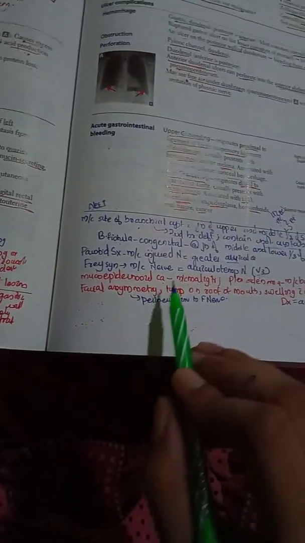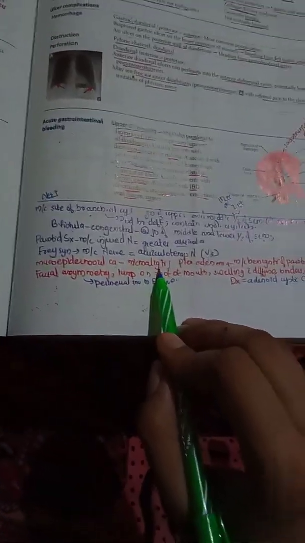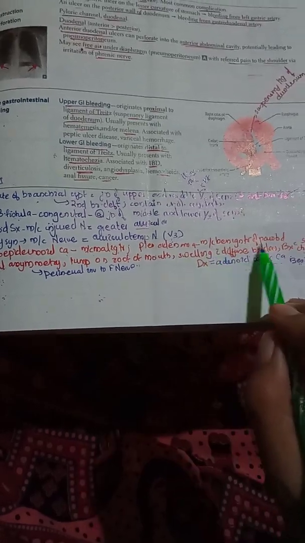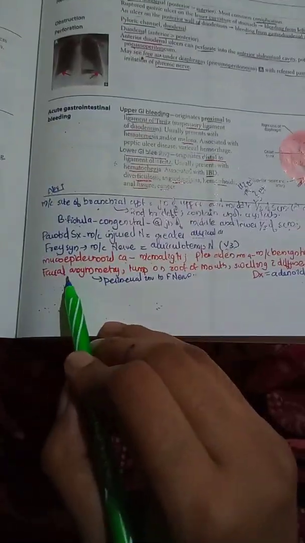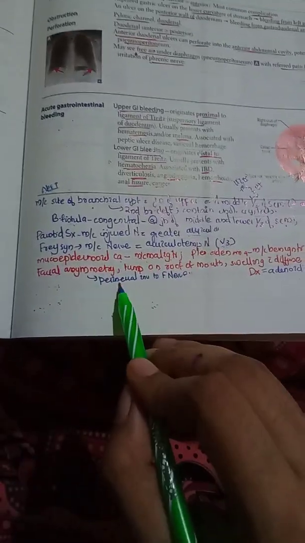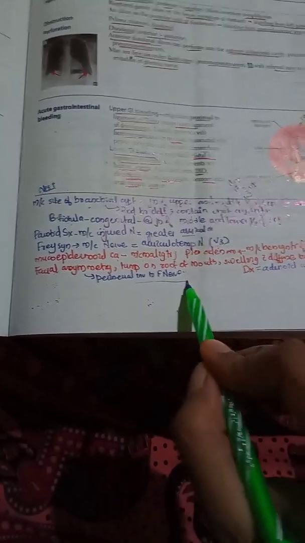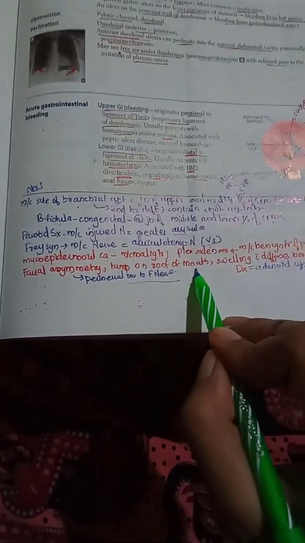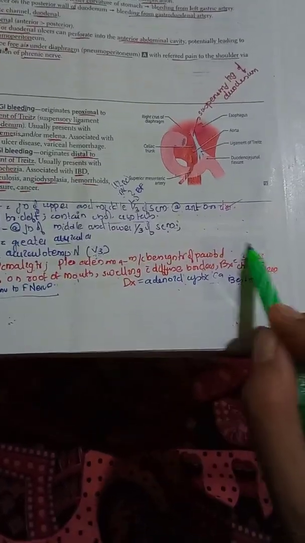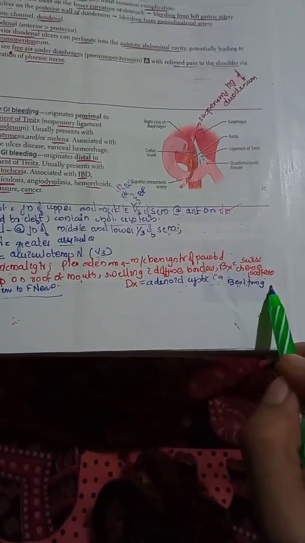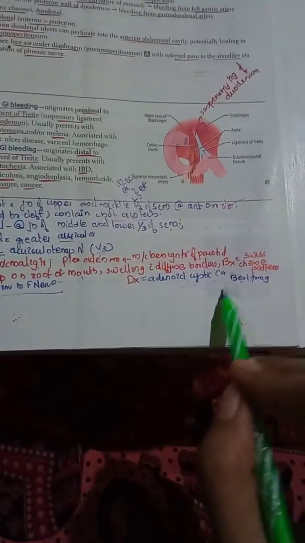So mucoepidermoid carcinoma is the most common malignant tumor, pleomorphic adenoma being the most common benign tumor of the parotid. If you see a person with facial asymmetry because of perineural invasion of the facial nerve, a lump on the roof of mouth and swelling with diffuse borders, and on biopsy you are seeing a cheese-like pattern, the diagnosis is adenoid cystic carcinoma, which has the best prognosis.